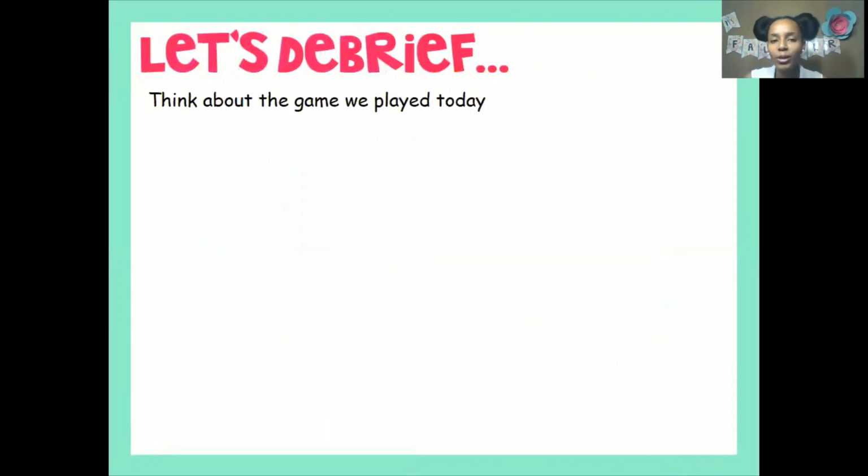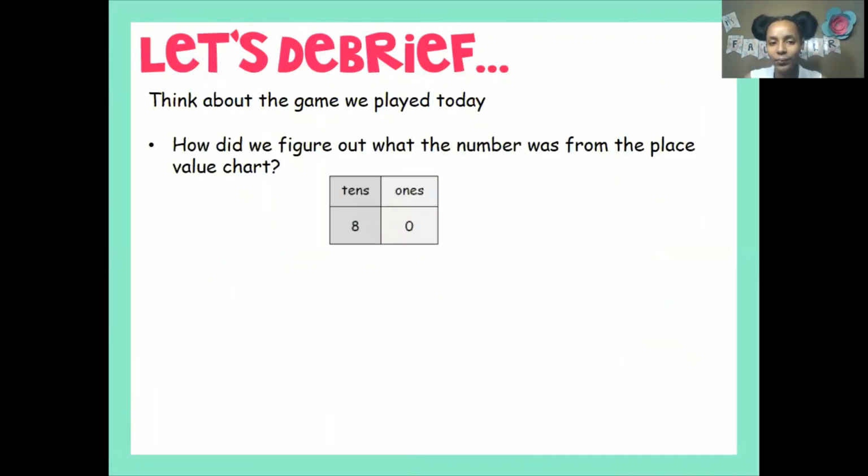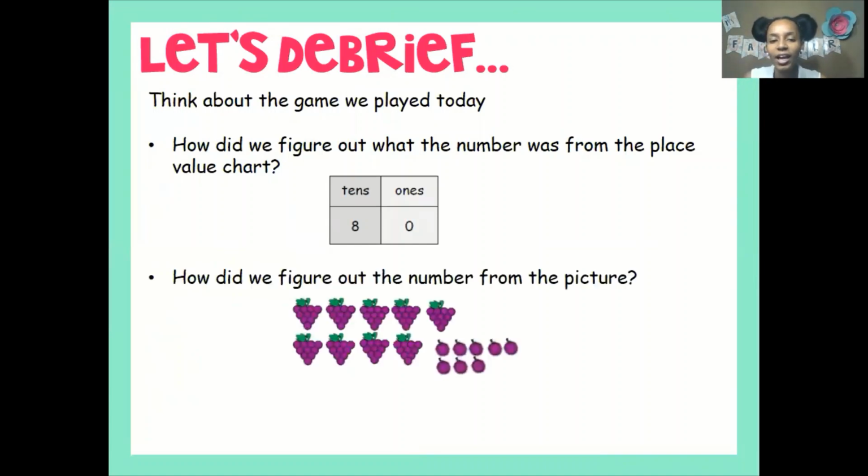Friends, I had so much fun playing with you today. Let's think about the game that we played. How did you figure out what this number was from the place value chart? How did you figure that out? Okay, so you looked at how many tens and ones there was, and then you saw the number 80. How did we figure out the number from the picture?